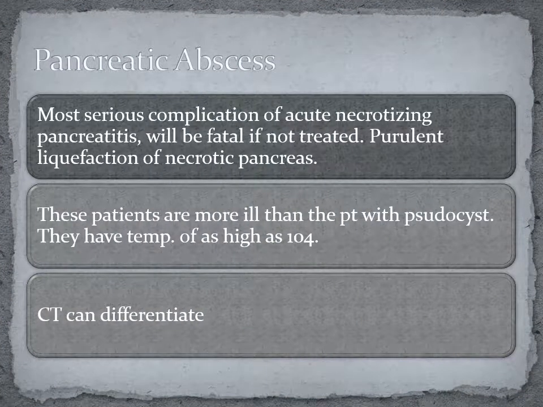So pancreatic abscess is the most serious complication of acute necrotizing pancreatitis. It will be fatal if it's not treated. Purulent liquefaction of necrotic pancreas. These patients are more ill than the patient with pseudocyst. They have a temperature as high as 104 degrees. CT can actually differentiate.